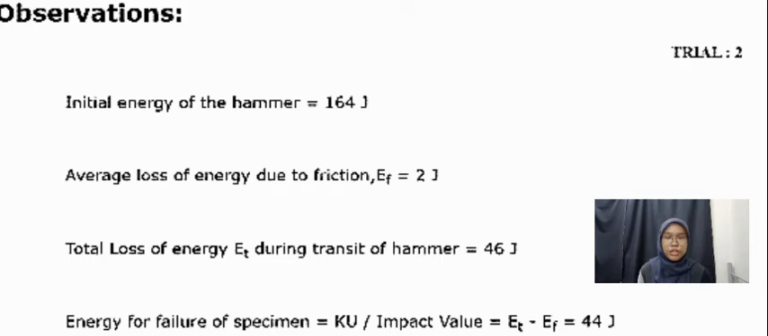For trial 2, the initial energy of the hammer equals 164 joules. Average loss of energy due to friction, EF, equals 2 joules. Total loss of energy, ET, during transit of the hammer equals 46 joules. And the energy of failure of the specimen, KU, or impact value, equals ET minus EF, equals 44 joules.